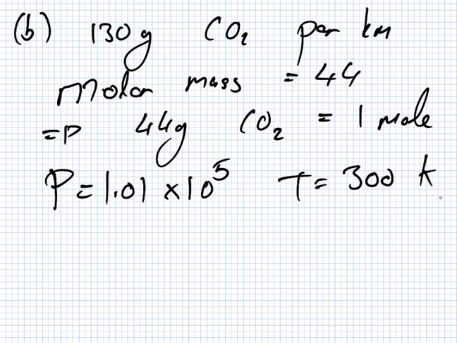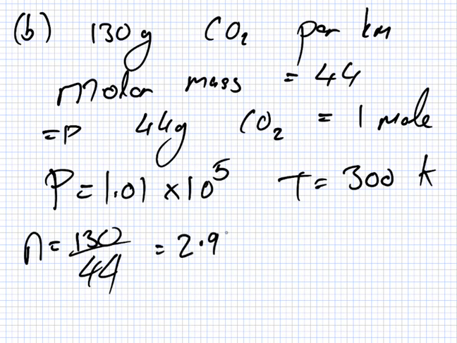What is the volume? So PV equals nRT. Well, first I should find the n. So the n would be 130 divided by 44. What is that? 2.955 moles.